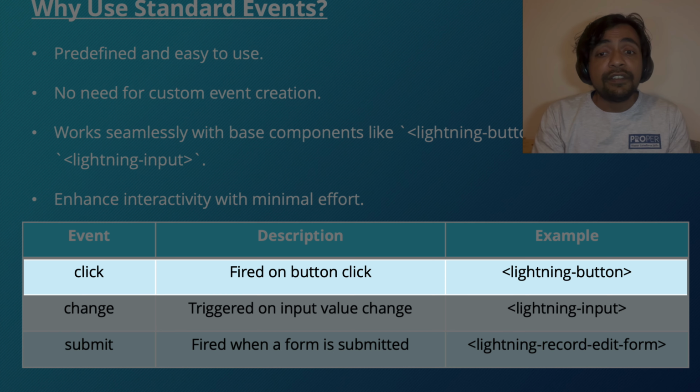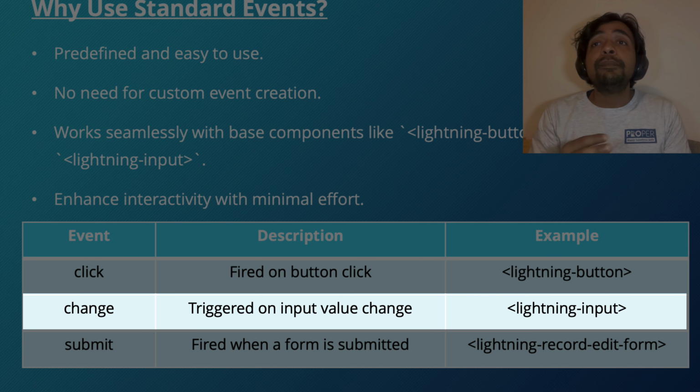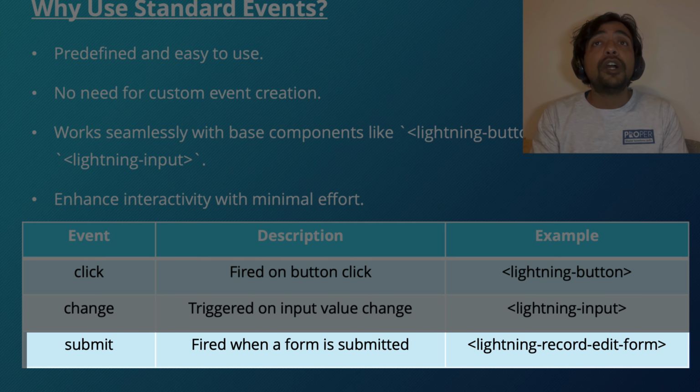Some examples over here, as you can see, are click, change, and submit events. The click event is fired on the button click, and hence it is used with the lightning button tag. Similarly, change triggers on input value change. Suppose the user is typing in an input box. And similarly, submit is fired when a form is submitted.